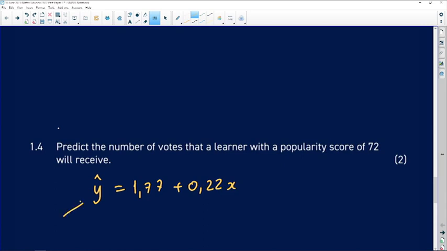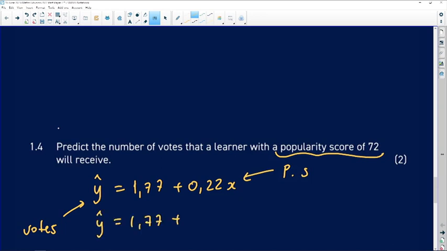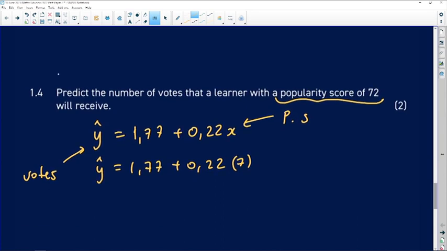Okay, so these here are votes. We are interested in figuring out how many votes you'll get because this one here is the popularity. Okay, the popularity score, which is the one that we were given here. So if you tell me that the popularity score of somebody is 72, it's like you're telling me what the value of x is. So I'm going to go 1.77 plus 0.22, and my x value happens to be 72. Then what you do from here, you just compute the value of this in your calculator. You're going to get exactly 17.